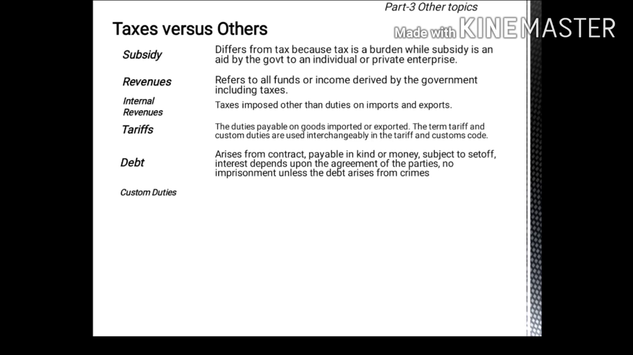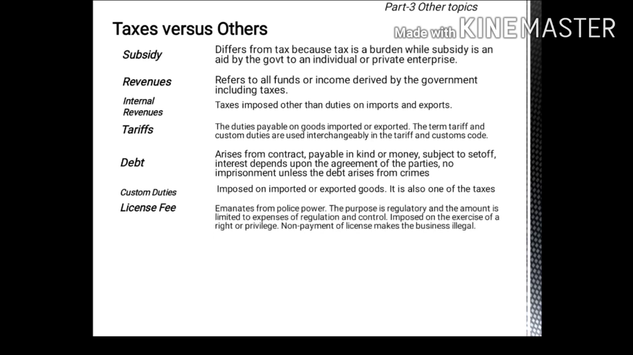Next, customs duties. Customs duties are imposed on imported or exported goods. It is only one of the taxes. So taxes is broader than customs duties. Next, license fee. And taxes come from the taxation power of the state.